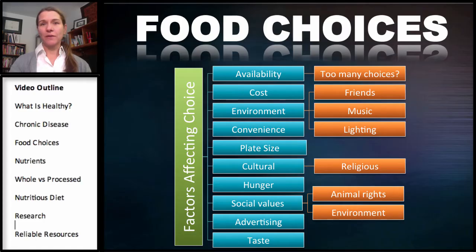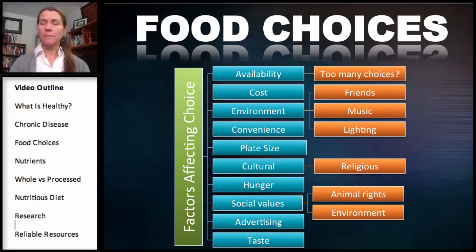I'd like to talk a little bit about the factors that influence our food choices, and there are a number of them. We'll start with availability. Right now we have an abundance of food. 100 years ago, food was not so abundant, particularly 200 years ago. And thousands of years ago, we actually had periods of food scarcity. So now we have food abundance and almost too many choices. Cost is going to influence your choice. If you're on a budget, it's going to influence how much you're going to spend.